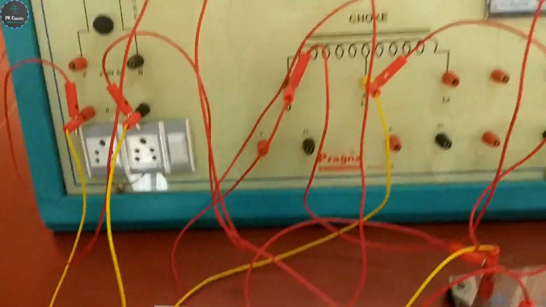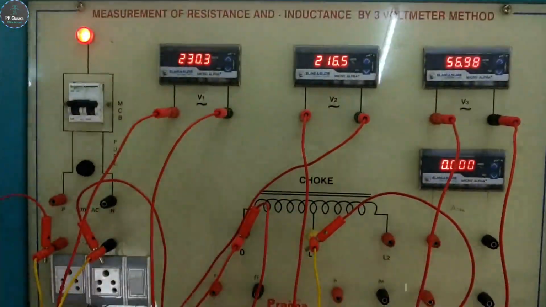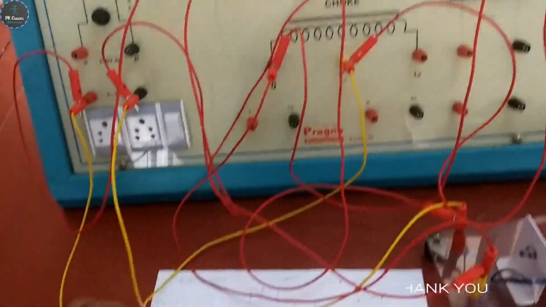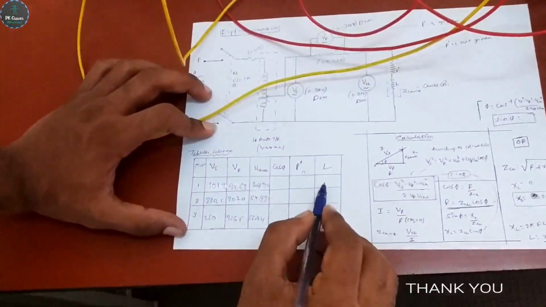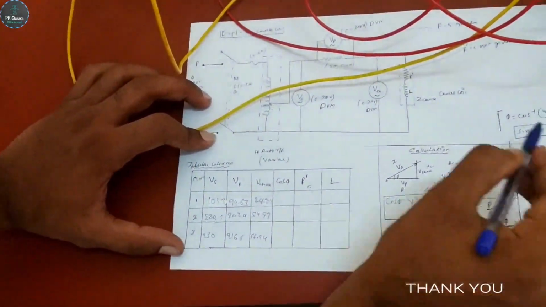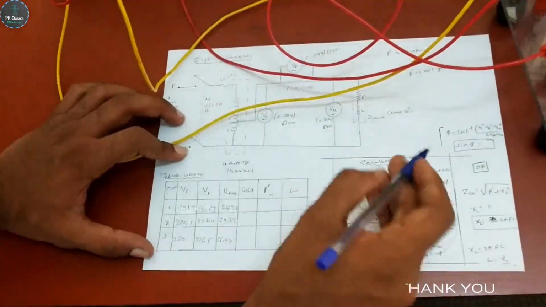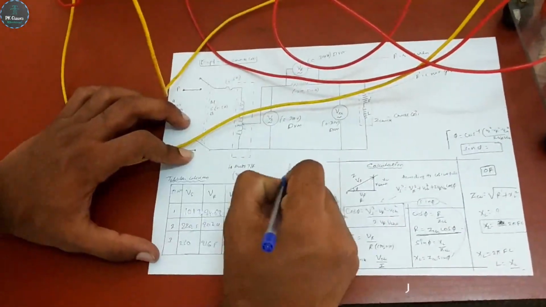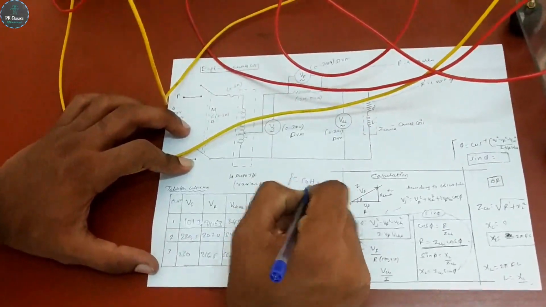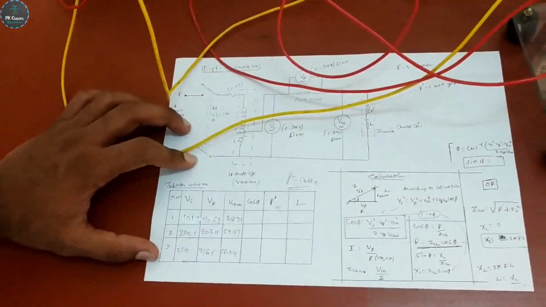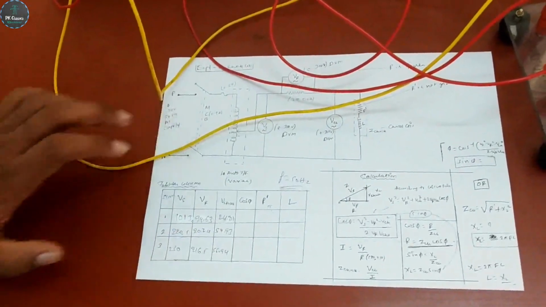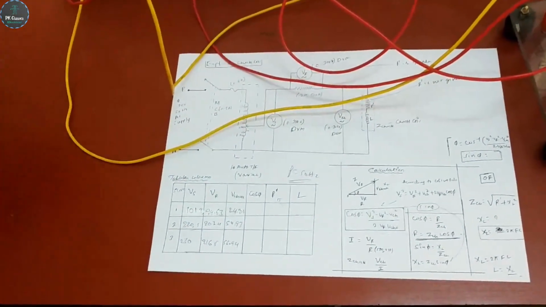So based on the readings, you have to calculate the power factor, then the resistance of the choke coil, and then the inductance of the choke coil. See, you have to use these formulas. Okay. For this experiment, frequency is equal to 50 Hertz. Supply frequency is 50 Hertz. Keep it in your mind. Then you do the calculation, you get everything. Right? So, thank you.